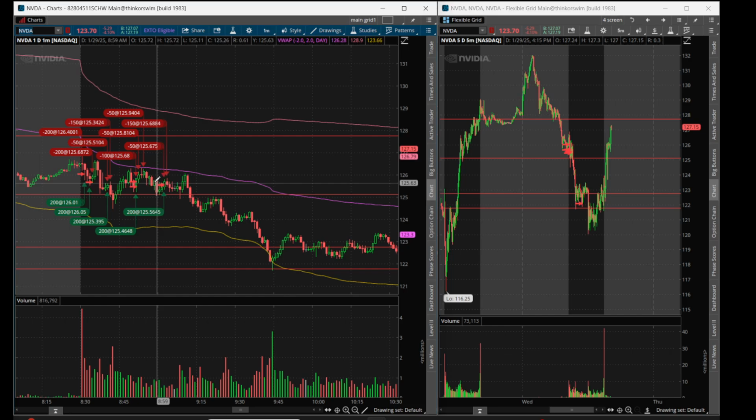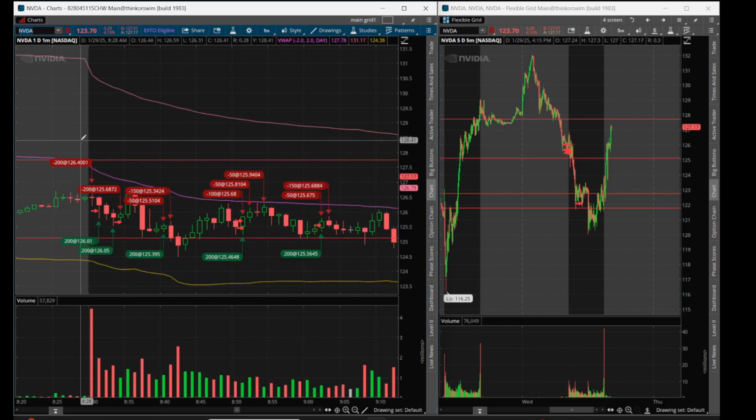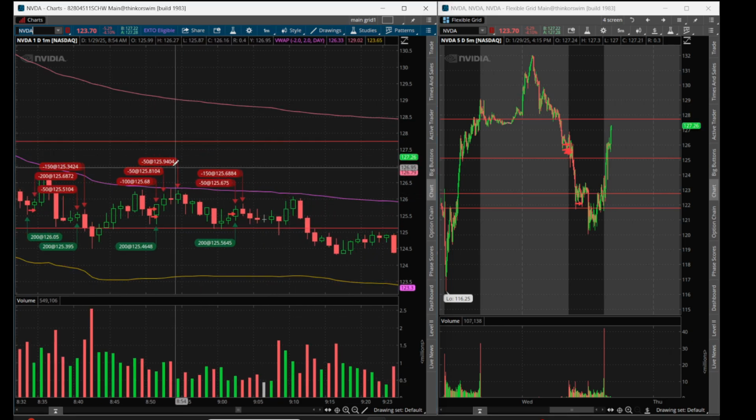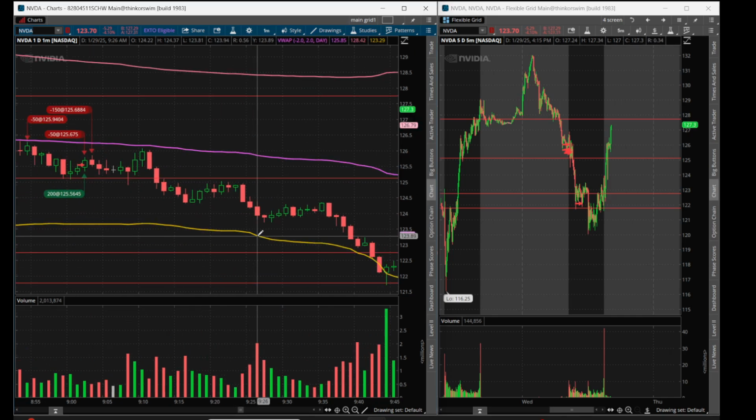Same on Nvidia, guys, I just kept trading this stock. When I see a good entry, good exit. Here you see I took entry right here and took profit toward the VWAP. When it did not break the VWAP, I took my profit and closed my position. I did the same thing, entered right here, and took my profit toward the upside.